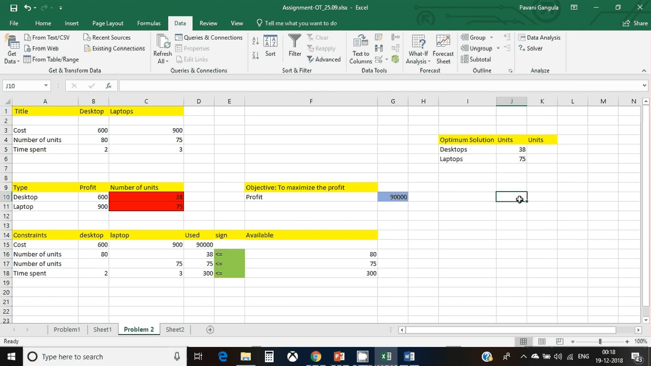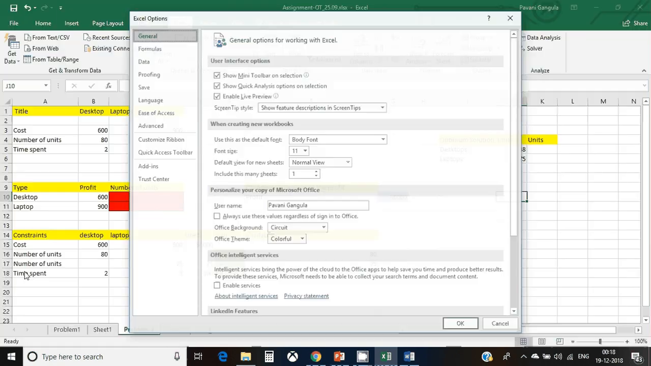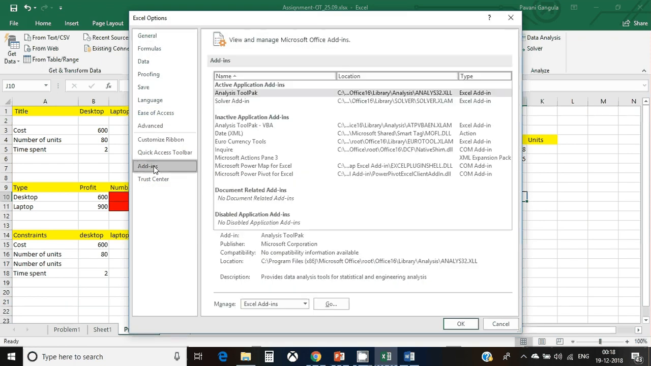A point to be noted here is that this Solver tab is not available for everybody, but you can always add it in by using Options, Add-ins, look for the Solver add-in and then try to add it into your Excel.